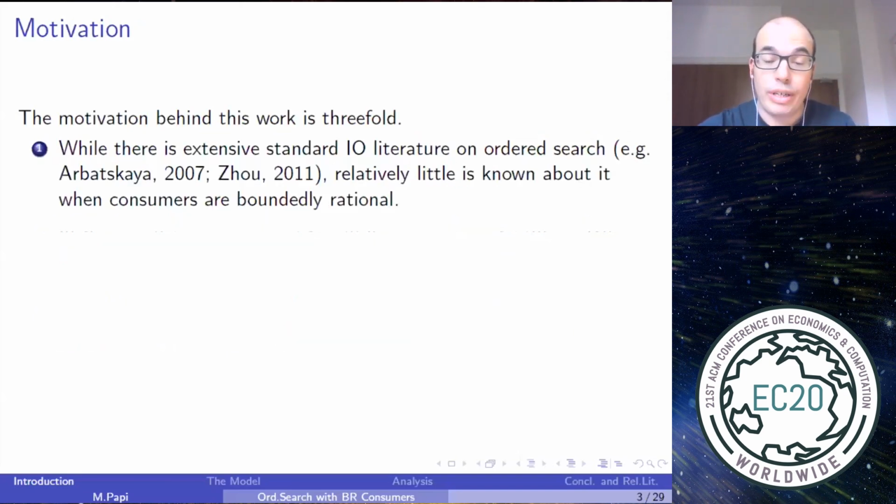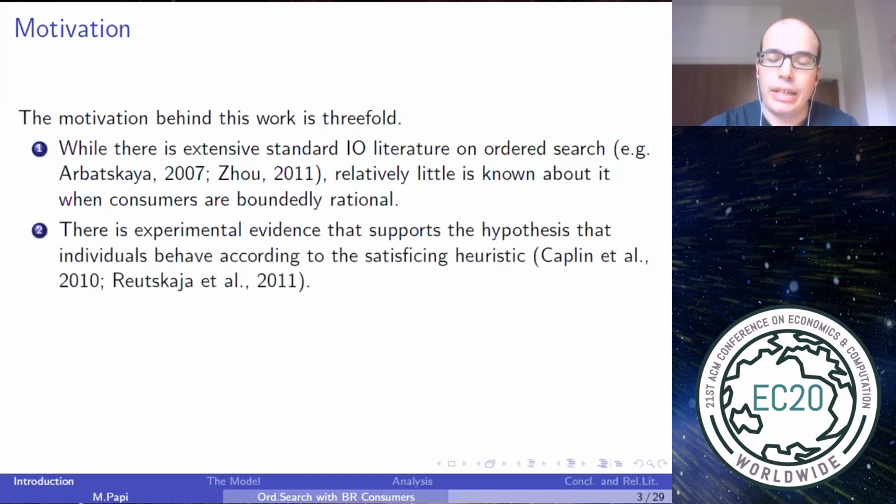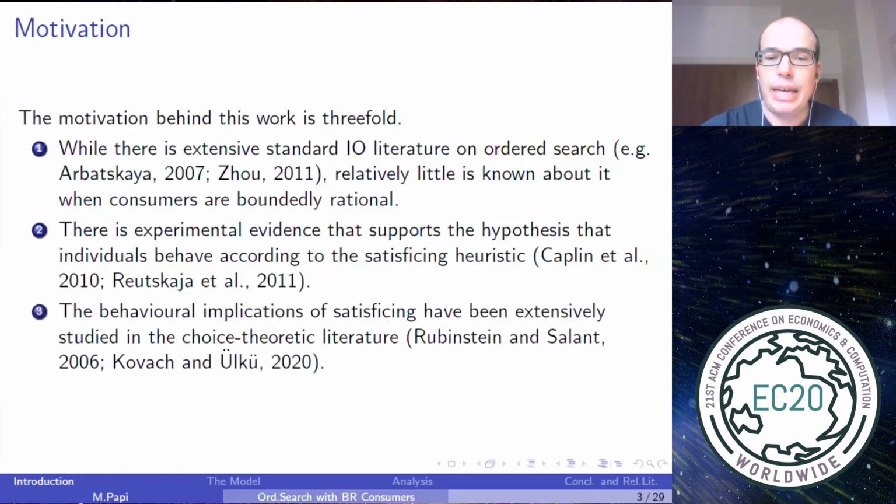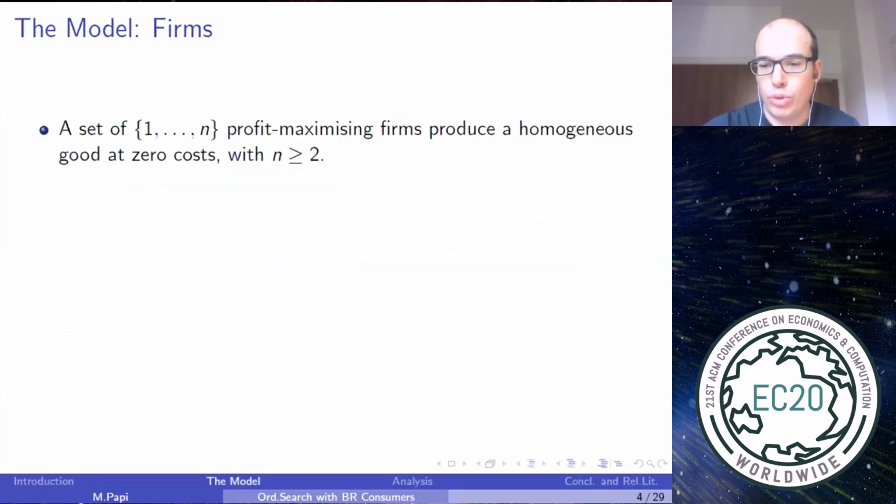The motivation behind the work is threefold. First of all, while there is extensive standard industrial organization literature on order search, relatively little is known about it when consumers are boundedly rational. So one of the paper's main objectives is to fill in this gap. Secondly, there is experimental evidence in support of the hypothesis that individuals behave according to the satisficing heuristic. And third, the behavioral implications of satisficing have been extensively studied in the choice theoretical literature and can be used to inform the modeling assumptions. I'll skip the discussion of the related literature due to time constraints and straight away present my simple model.